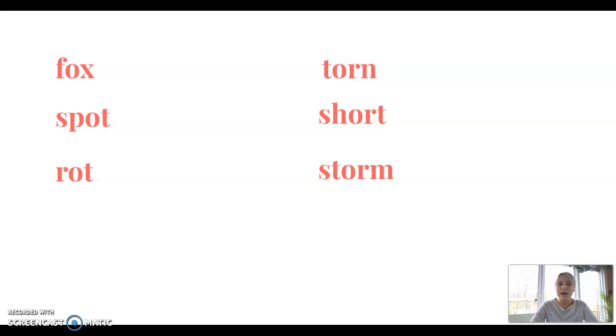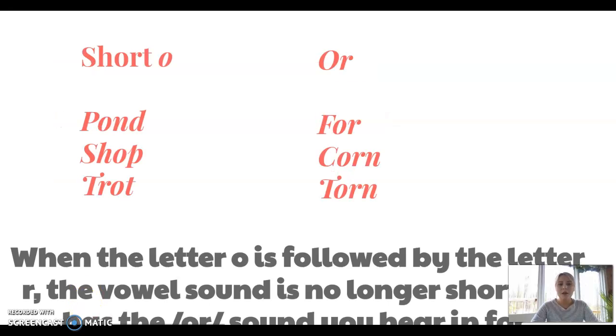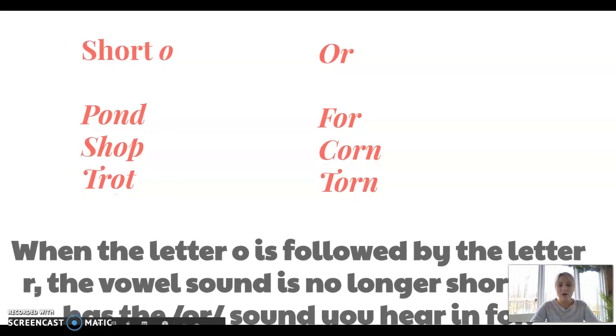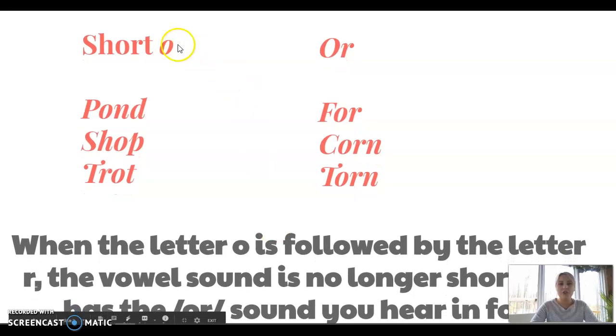So with those words, how do they look similar and different? And how do they sound similar and different? So if we look at our pattern here, we have a short O. And a short O makes an ah sound. So we have pond, we have shop, we have trot.